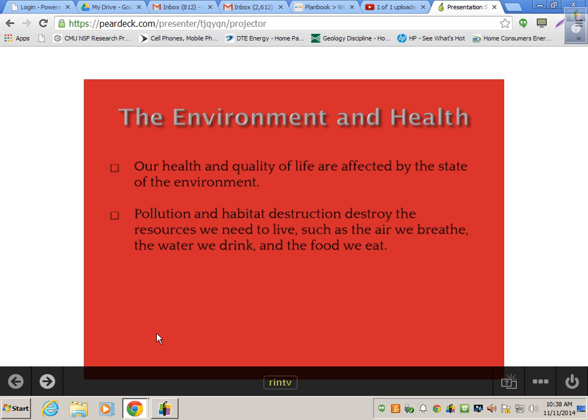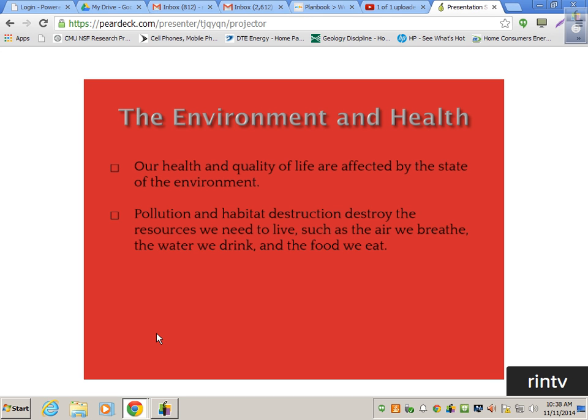So our health and quality of life are affected by the state of the environment. That makes sense. We live here. It's our habitat. It's our ecosystem. It's our food. So pollution and habitat destruction destroy the resources we need to live, such as the air we breathe, the water we drink, and the food we eat.